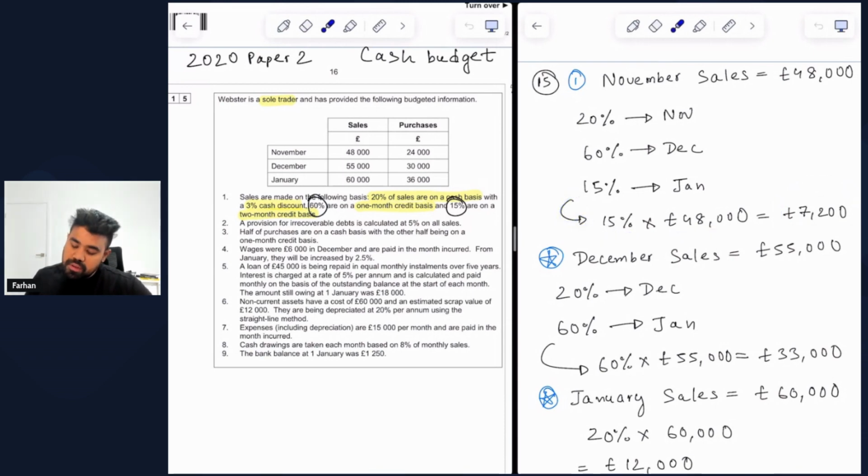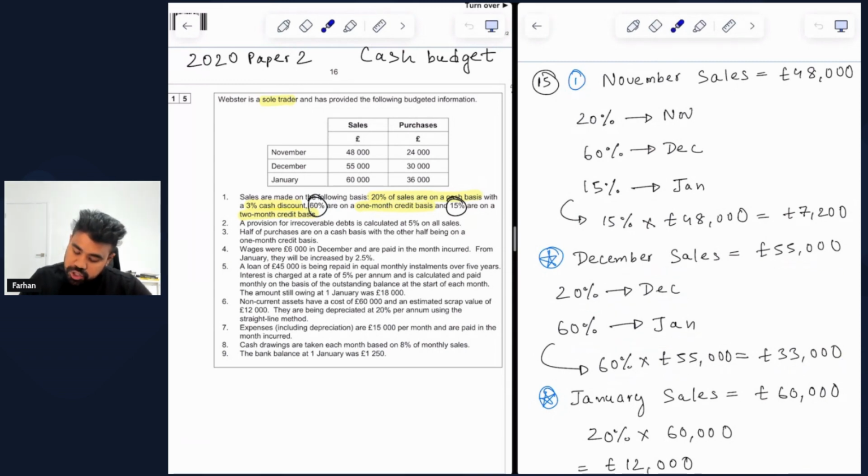Let's move to the December sales. We know the total for December sales is £55,000, and based on the requirements of the question, we understand that 20% is going to be collected in December and 60% will be collected in the next month, which is January, the month that we are concerned about. So let's work out the cash inflows in January for the sales that we have made in December. We take the 60% that we're going to be collecting in January and multiply it with the sales that we have made in December. And that way we get £33,000 to be collected in January for December sales.